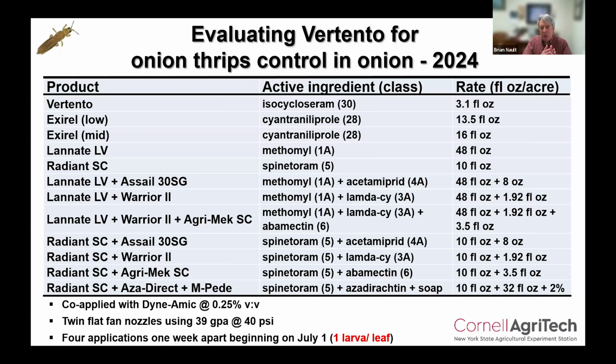The rationale being that we wanted to make sure that we covered one of these influxes of thrips. We didn't know exactly when it was going to occur. So we sprayed 4 times weekly, and then we took data 1 week after that 4th application. And I'm going to show you that data in a minute.